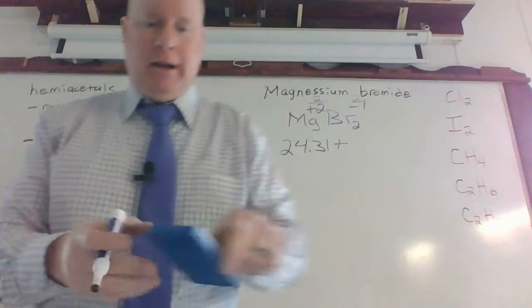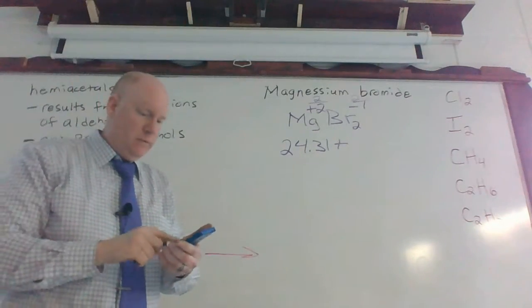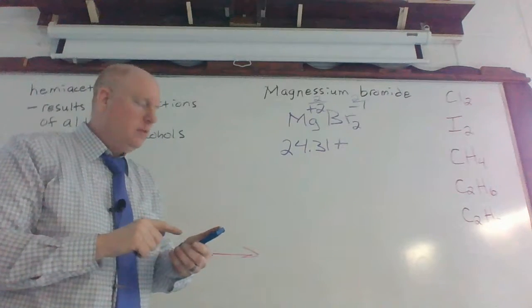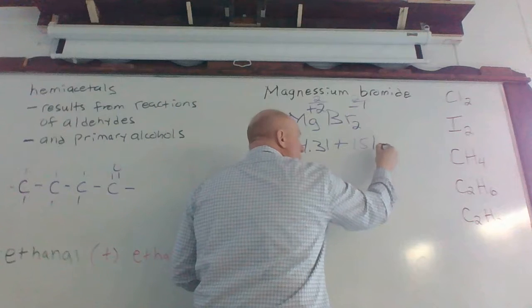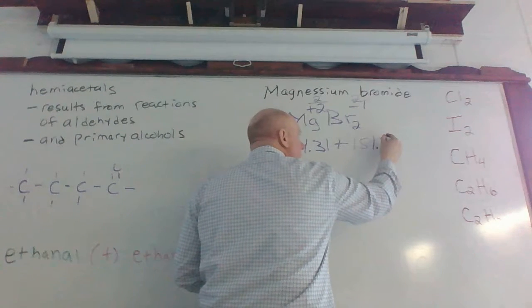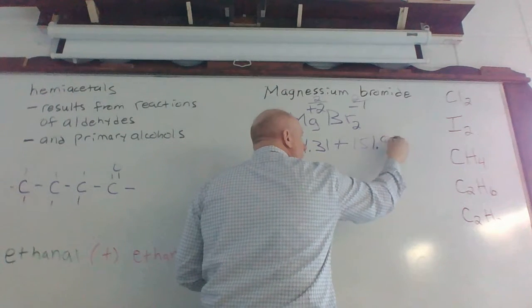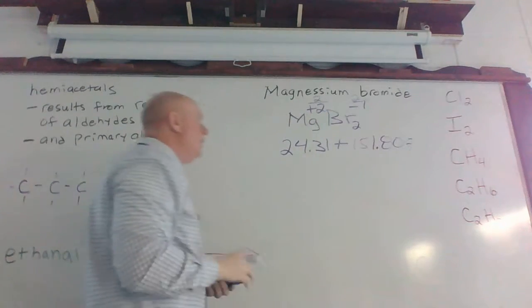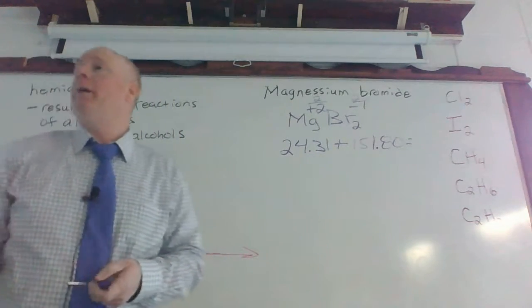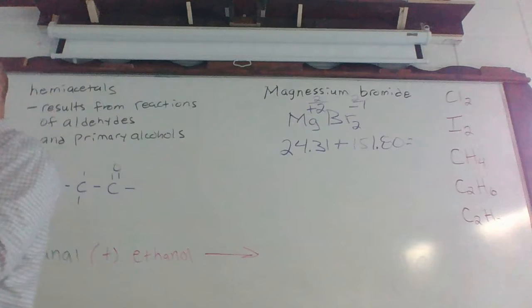So we take that 79.92 and multiply it by 2, okay? So 151.18, okay? So you just add them two together then, and that would give you your atomic mass for magnesium bromide.